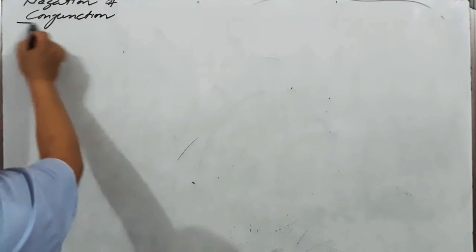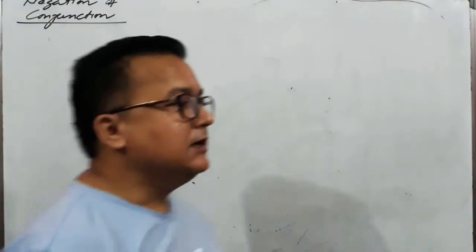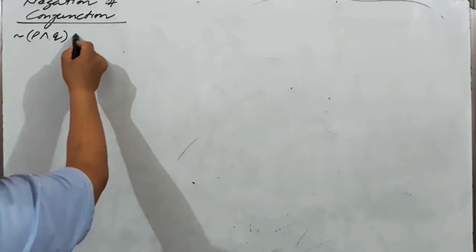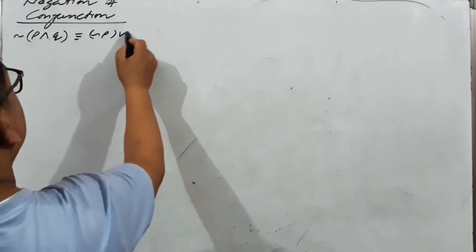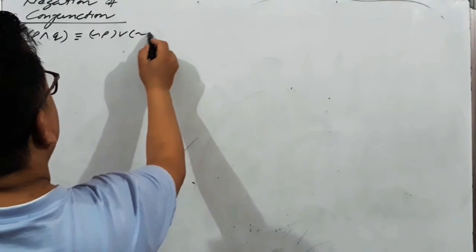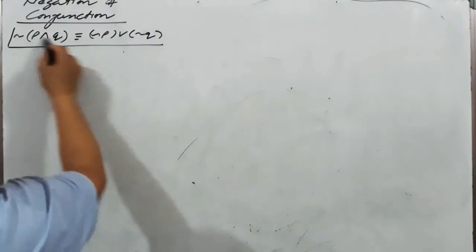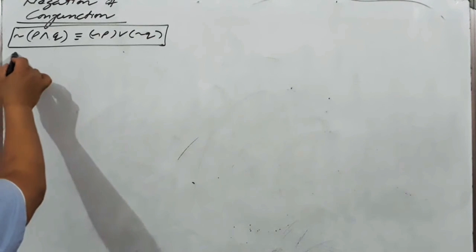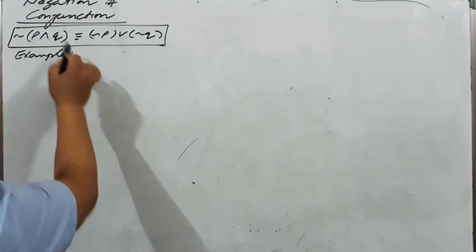So negation of conjunction. There is a particular formula for the negation of a conjunction of compound statements. Conjunction means, as I told you last time, P and Q. This is the conjunction, and its negation will be logically equivalent to negation P or negation Q. This is the formula.